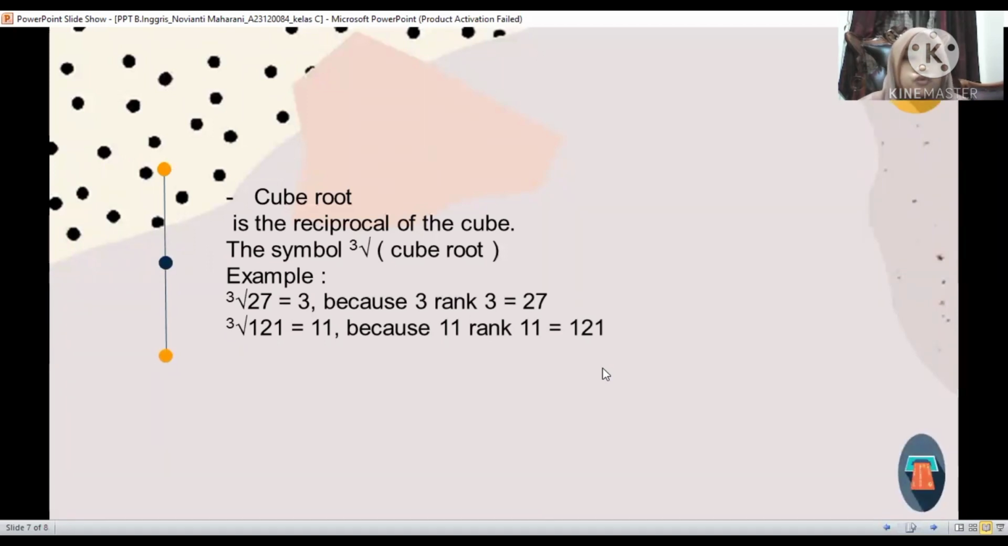Cube root is the inverse of the cube. The symbol is the cube root sign. Example, the cube root of 27 is 3 because 3 cubed, 3 times 3 times 3, is 27. The cube root of 1331 is 11 because 11 cubed is 1331.